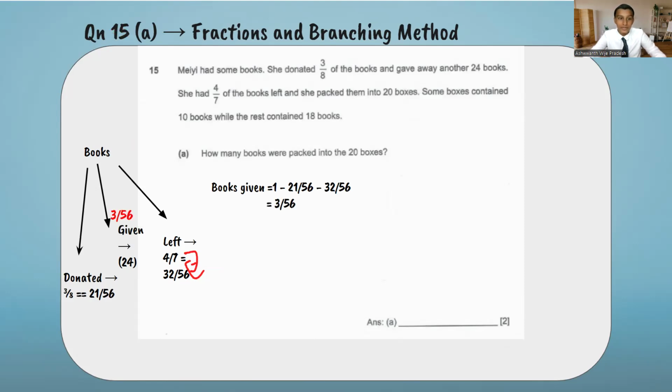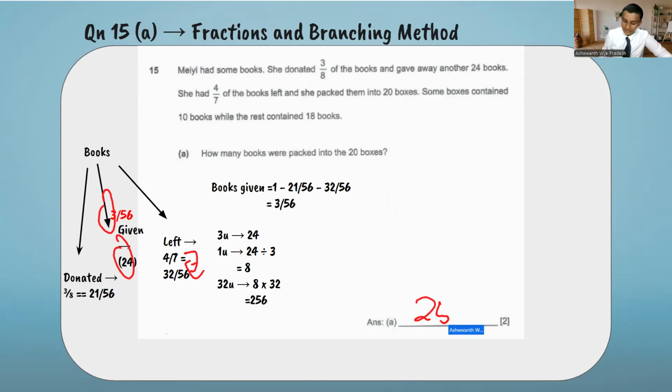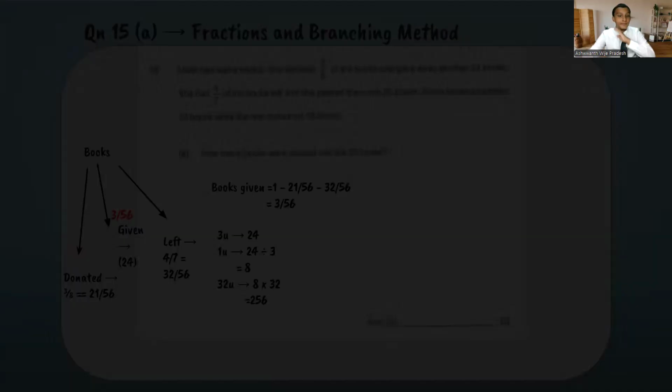So let's write that down there. So 3 units is 24, because we can see 3 over 56 is 24. So 1 unit is 24 divided by 3, which is 8. And 32 units, which is the left, 32 times 8, which is 256. So this is your answer for part A. Now let's move to part B.